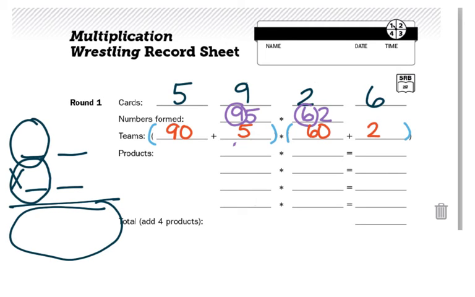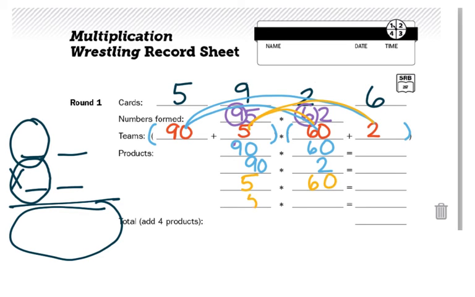Think about when you play in wrestling or any sport, you play the other team. So 90 is going to be multiplied by 60 and by 2. So 90 times 60 and 90 times 2. Then the 5 is going to be multiplied by the 60 and the 2. So 5 times 60 and 5 times 2.